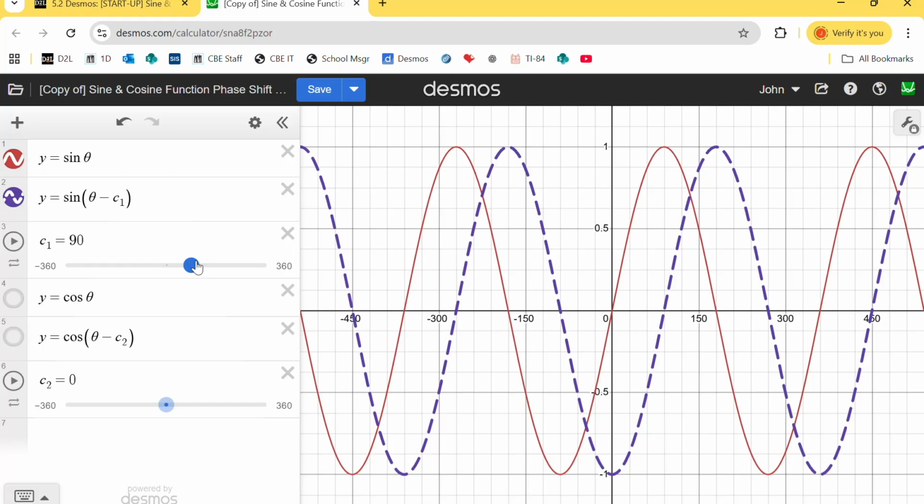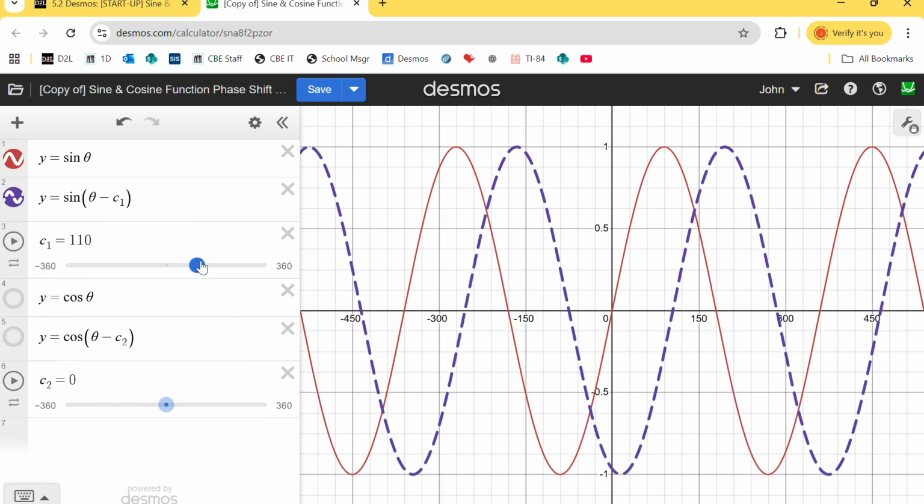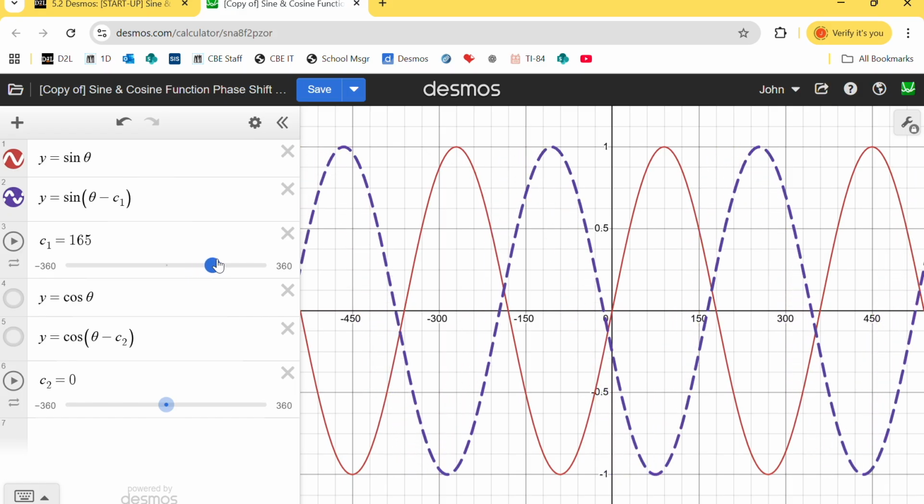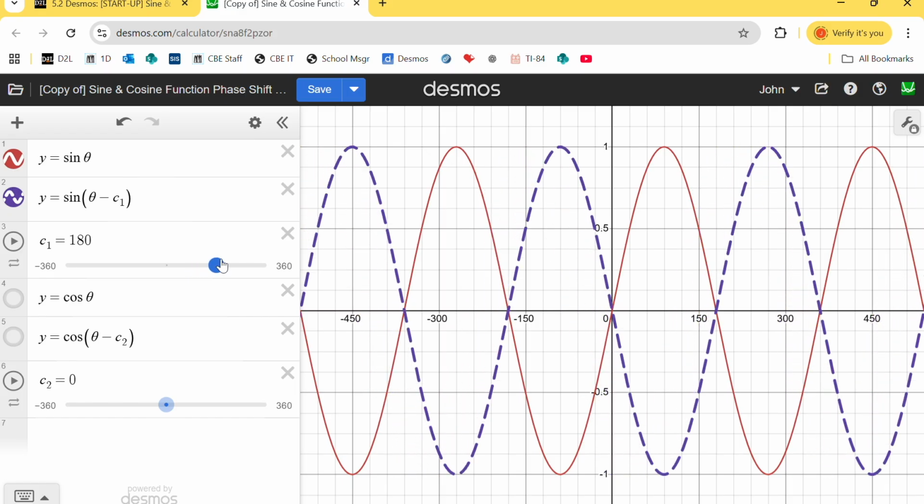Okay, what happens when I go to 180? What do you expect here? Look at that. So when there's a maximum in the red graph, y equals sine of theta, there's a minimum in the purple graph. So it's exactly 180 degrees out of phase. So there's a phase shift of 180 degrees. Okay, so when there's a max in one, there's a min in the other, and so on.